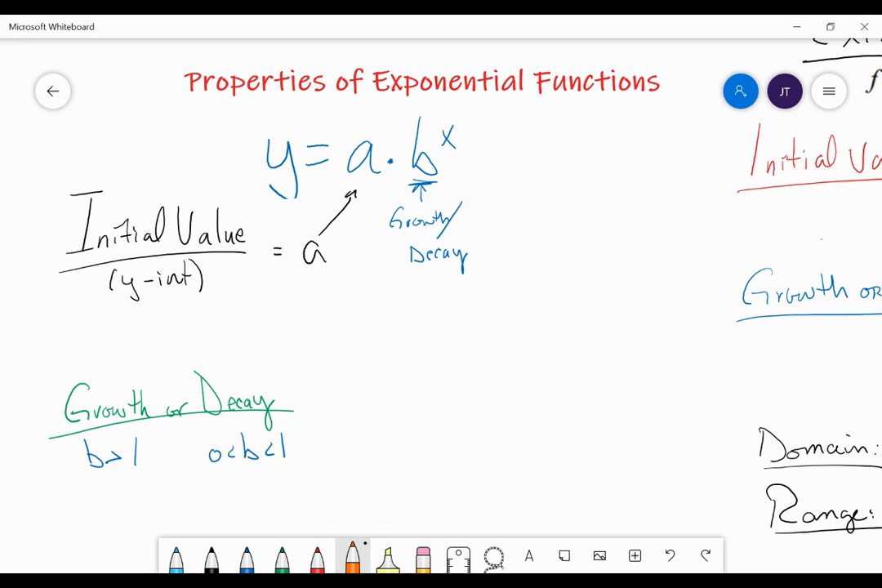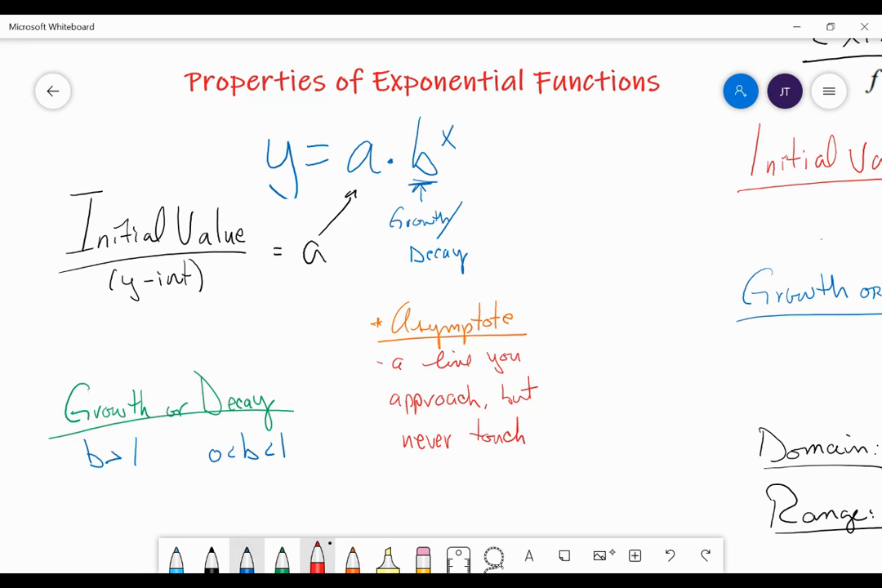Now the next part is kind of a new vocabulary word. It's called asymptote. And all that means is that it is a line that the graph approaches but never touches. So that's 1, 2, 3. And now there's either 4 or 5.